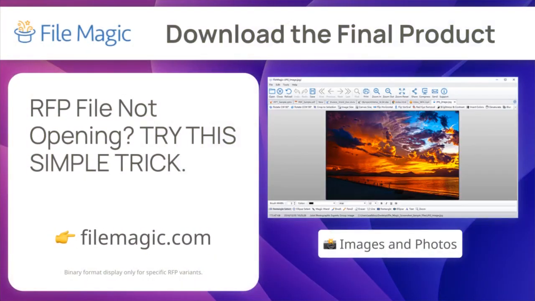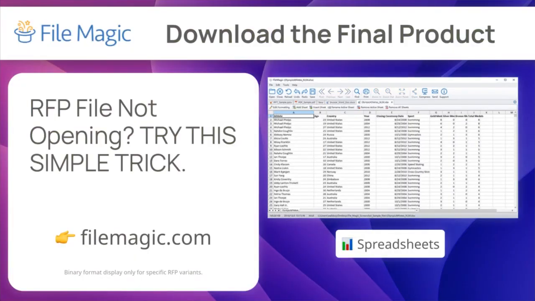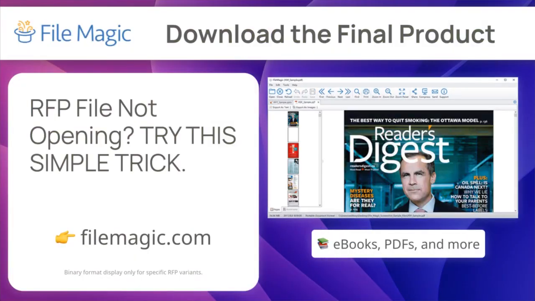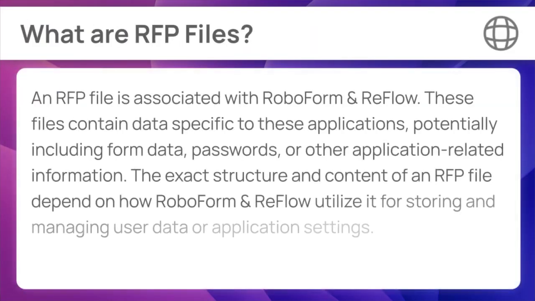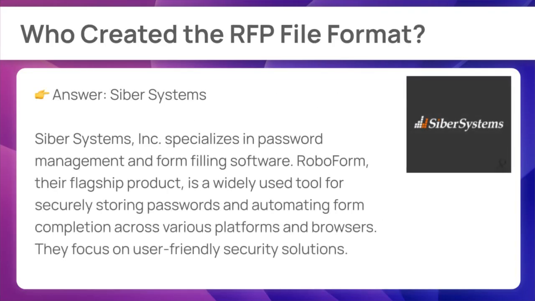We will reveal why investing in one exceptional RFP file inspection utility is the best long-term solution for managing countless file formats. An RFP file is associated with RoboForm and ReFlow. These files contain data specific to these applications, potentially including form data, passwords, or other application-related information. The exact structure and content of an RFP file depend on how RoboForm and ReFlow utilize it for storing and managing user data or application settings.